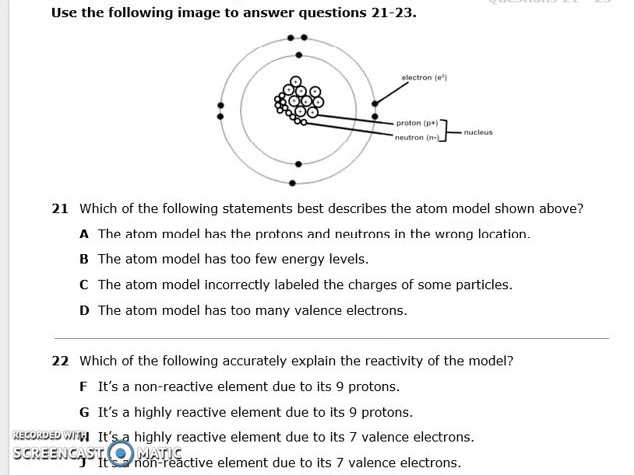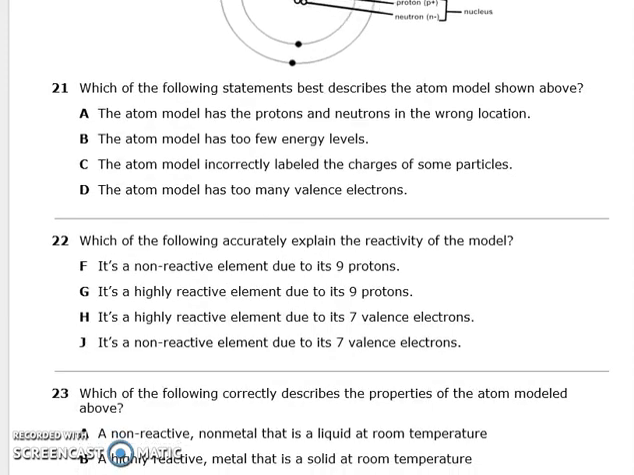Number 22. Which of the following accurately explains the reactivity of the model? F. It's a non-reactive element due to its 9 protons. G. It's a highly reactive element due to its 9 protons. H. It's a highly reactive element due to its 7 valence electrons. Or J. It's a non-reactive element due to its 7 valence electrons.